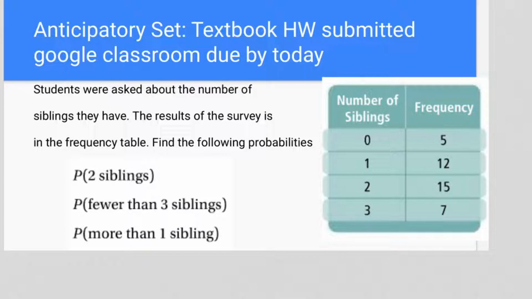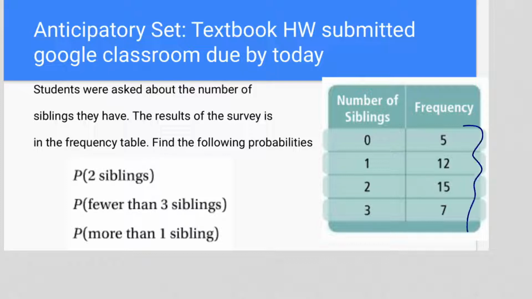All right, so let's take a look at this warm-up here. Students were asked about the number of siblings they have. The results of the survey are in the frequency table. Find the following probabilities: the probability of having 2 siblings, the probability of fewer than 3 siblings, and the probability of more than 1 sibling.